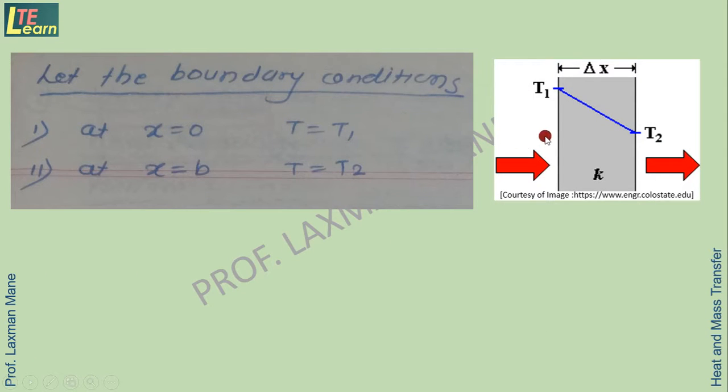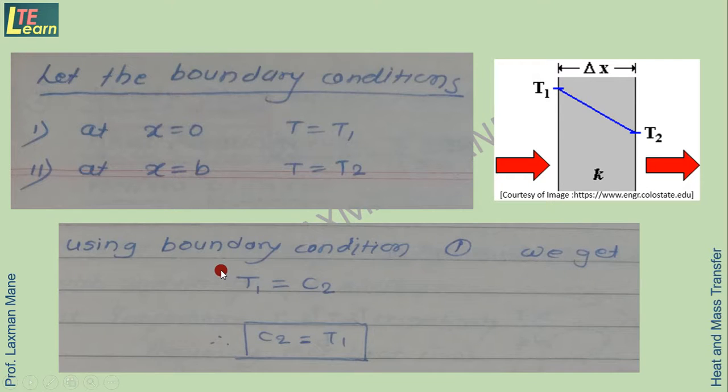Now let the boundary conditions be along the direction of heat transfer, that is x direction. At the left surface, x is equal to 0, temperature is T1, and at x is equal to B, the dimension we take, the temperature at the right side face is T2. So using the boundary condition in equation 2, we get T1 is equal to C2. So C2 is equal to T1.